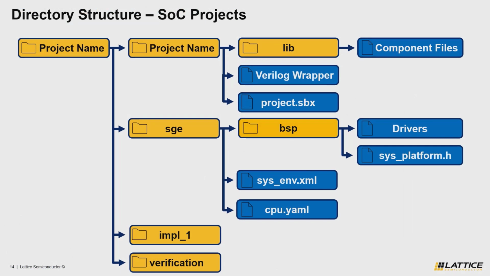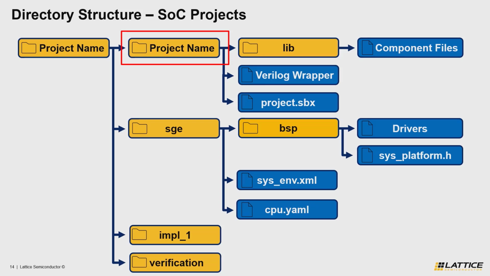The first type of project directory structure we're going to review is the directory structure for SoC projects. As can be seen from the graphic on the slide, several folders and files are generated as we create and develop our SoC projects in Propel Builder. At the top level, a folder matching the name of our project will be created at the specified location for our project. Within that folder will be another folder with the same name, which contains all of the project files for our Propel Builder SoC project.